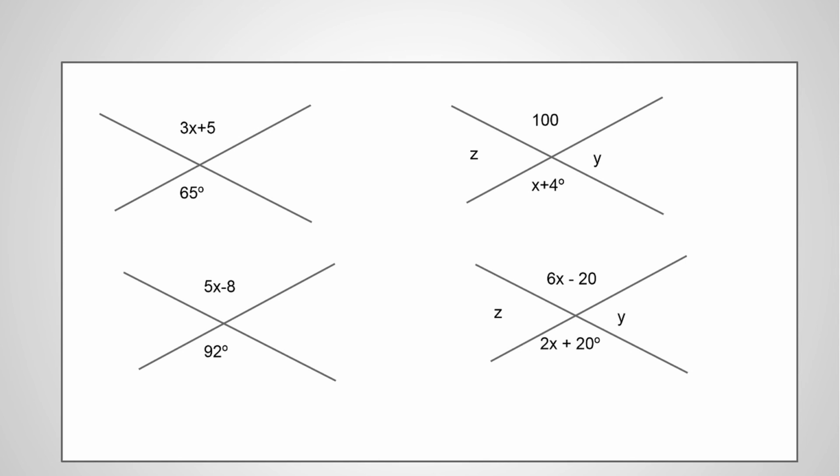And just one more set of examples. Please try all of them. So remember, vertical angles are congruent. Linear pairs are 180 degrees together.